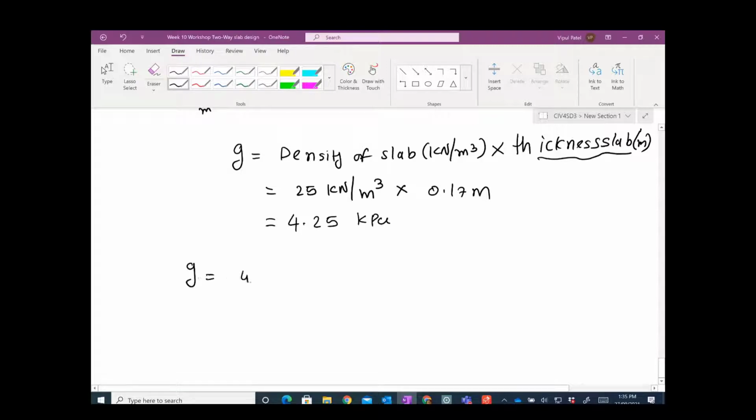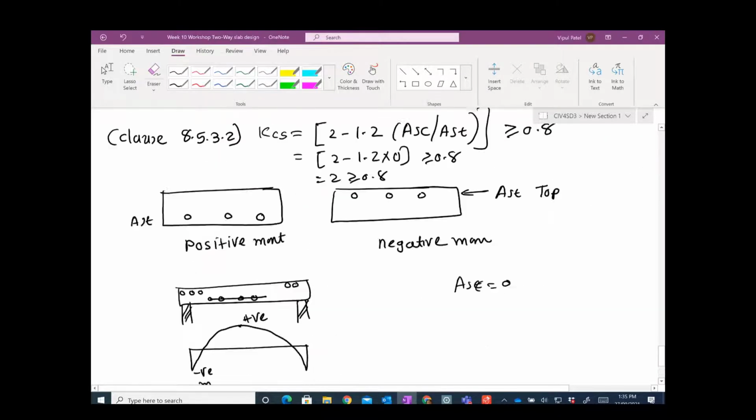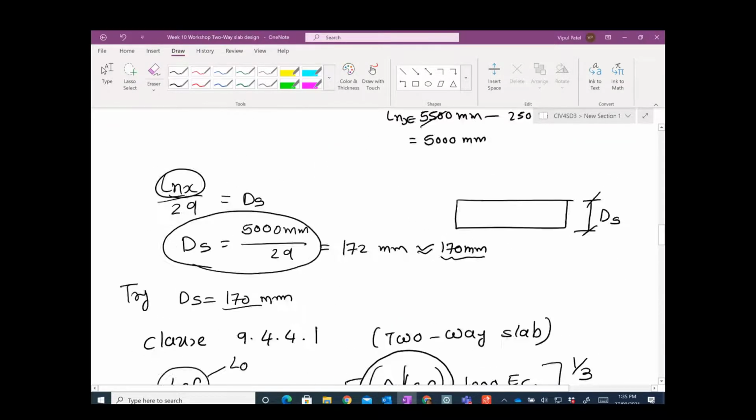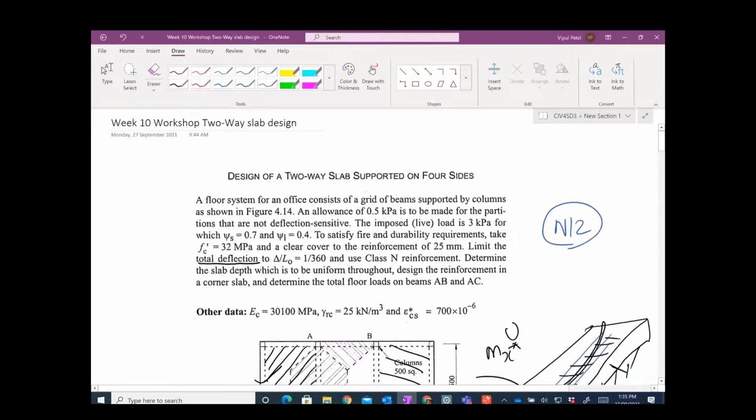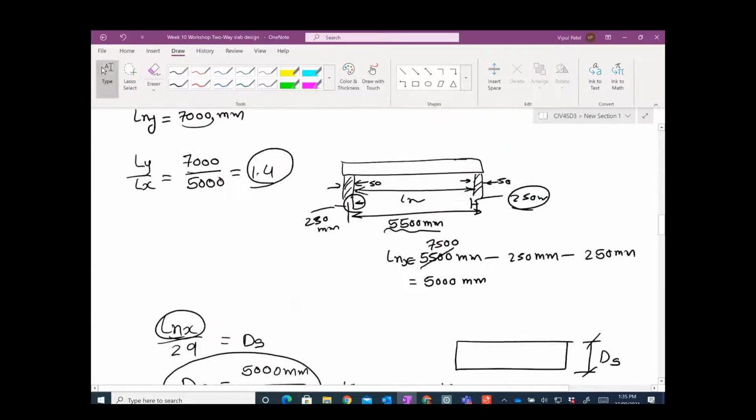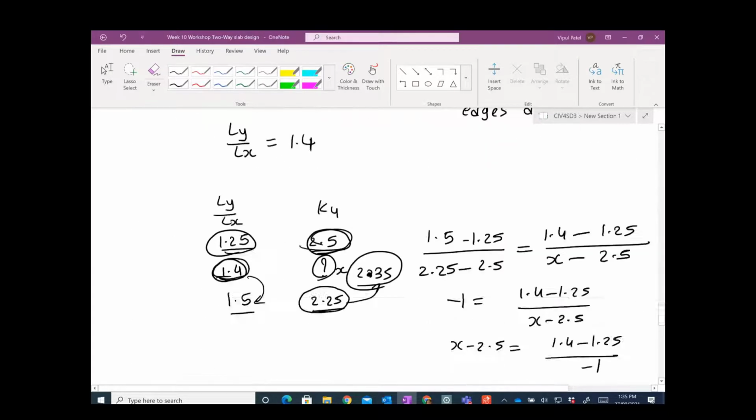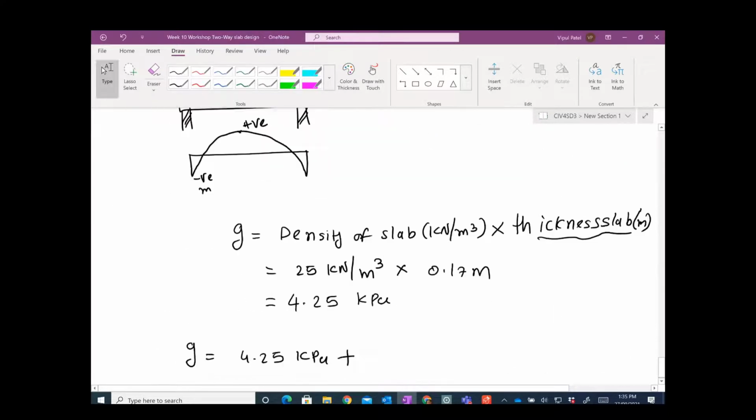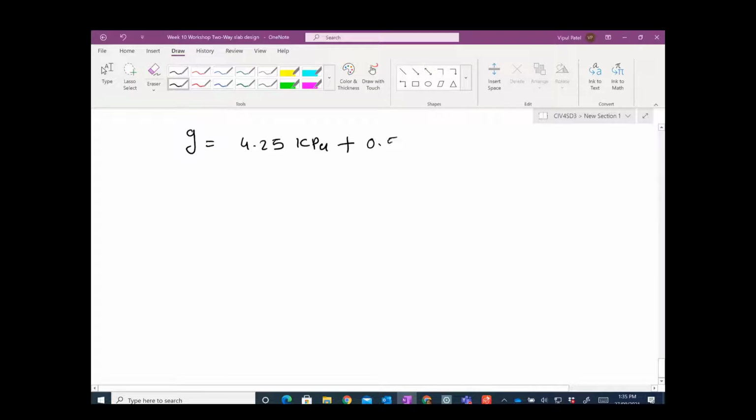So G would be the weight of the slab, plus there is an additional weight due to the partition. There was 0.5 kilopascals given in our example. So we just need to add on top of the weight of the slab, 4.25, plus 0.5 kilopascals, and you have 4.75 kilopascals. I hope you understand this.